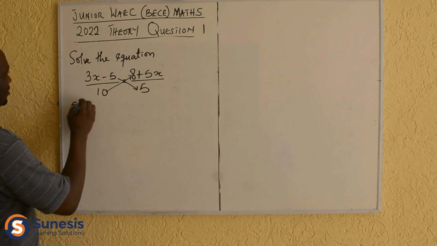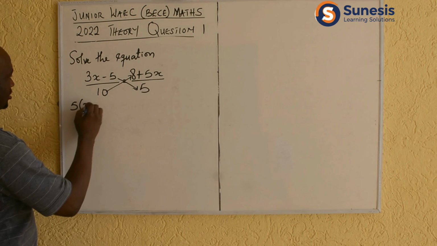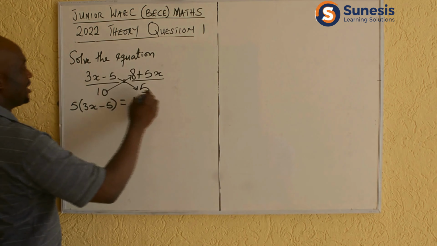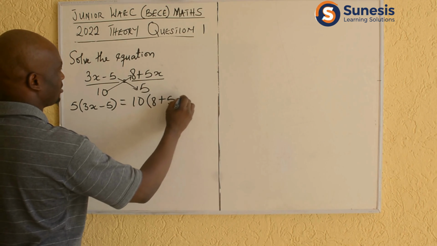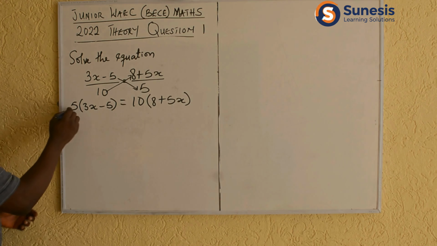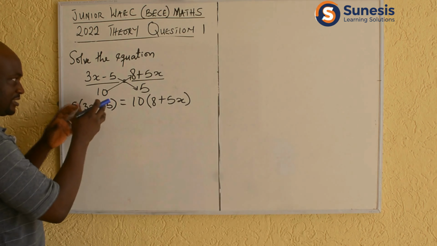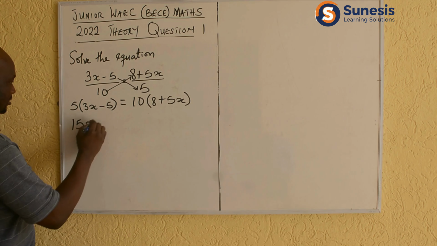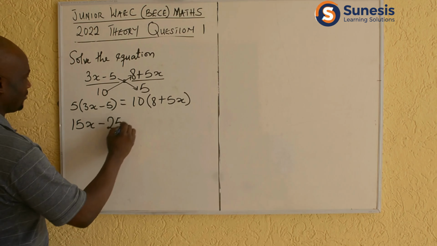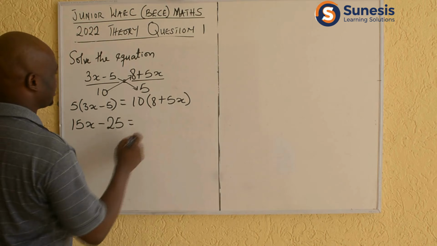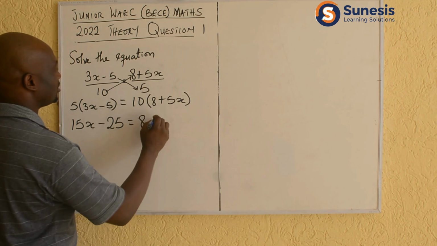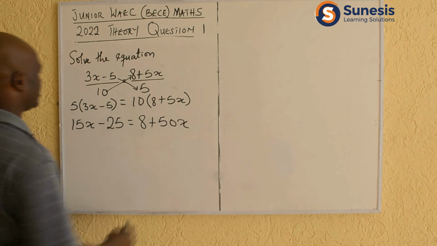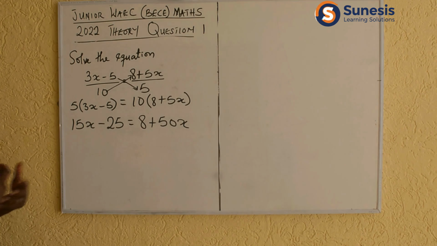We have 5. We multiply this. So, 3x minus 5. And it will be equal to 10 multiplying this 8 plus 5x. Alright? Now, this number outside the bracket, we multiply the two things inside. The same thing with this. That means 5 times 3x will be 15x minus 5 times 5, 25 is equal to 10 times 8, 80 plus 10 times 5x, which is 50x.